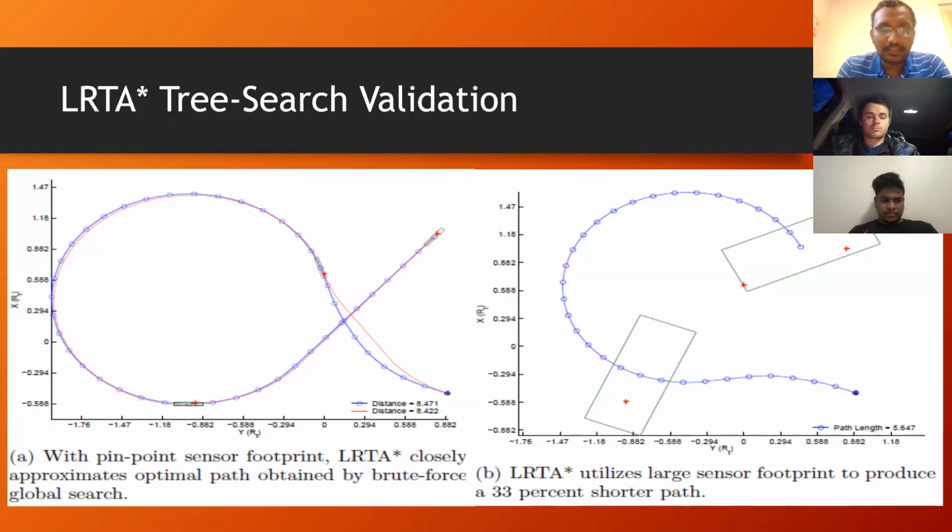These two are the validations of LRTA search tree. This is the path which it follows, the pinpoint sensor footprint, and the other is the footprint. With LRTA, it utilizes large sensor footprints. It produces a 33% shorter length compared to the other one.